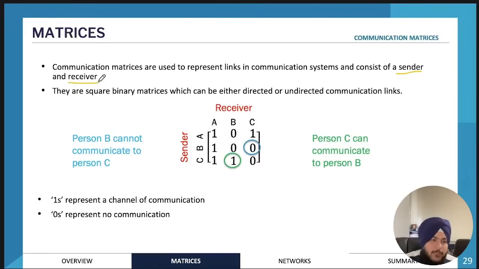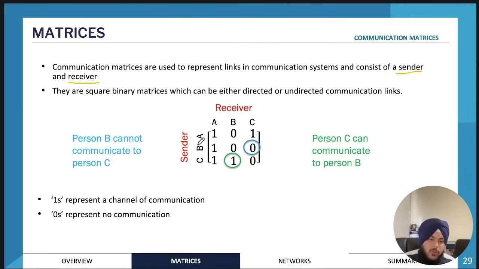So essentially what happens is we have a sender and a receiver. And this can be either directed or undirected communication, and I'll go through that in the next slide. What this matrix is telling you is that if there's a 1 in the matrix, that indicates that the sender can communicate with the receiver.